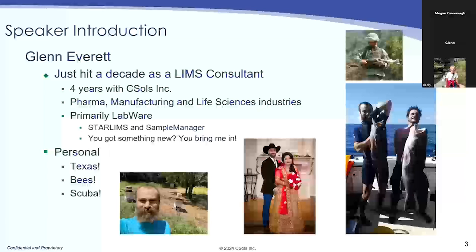My name is Glenn Everett. I have been working as a LIMS consultant for just about a decade. Four of those years have been here with CSols. I've been part of the pharmaceutical industries, manufacturing, life sciences. I've been in all different sorts of projects, primarily with LabWare, but I have done some Star LIMS and Sample Manager. I like to think that if there's something new, then you can bring me in and I'm quick to learn it and quick to get it going.